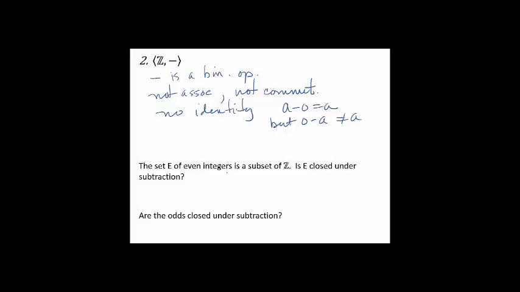Now, the set E of even integers is a subset of Z. Is E closed under subtraction? The answer would be yes, because if you take 2 even numbers and subtract, you get another even number. Are the odds closed under subtraction? No. For example, 3 minus 7 would be negative 4, which is not in the odds.